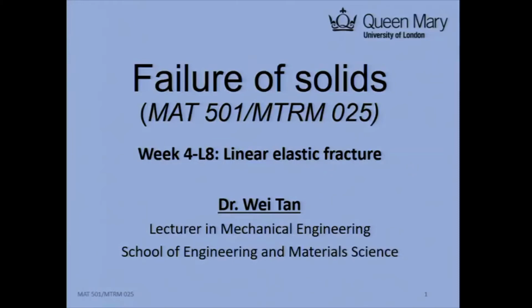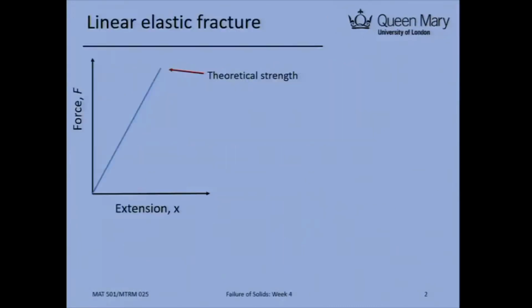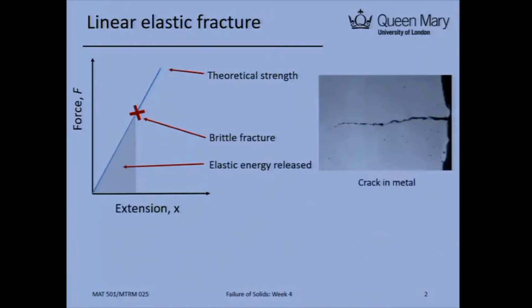We assume the material is still very linear, like ceramic or carbon. For most linear elastic materials, there is a theoretical strength, but most of the time you haven't reached that point before you fail, because something else happens, like brittle fracture. So you release your energy much earlier than that point. A typical example is a crack in a metal.